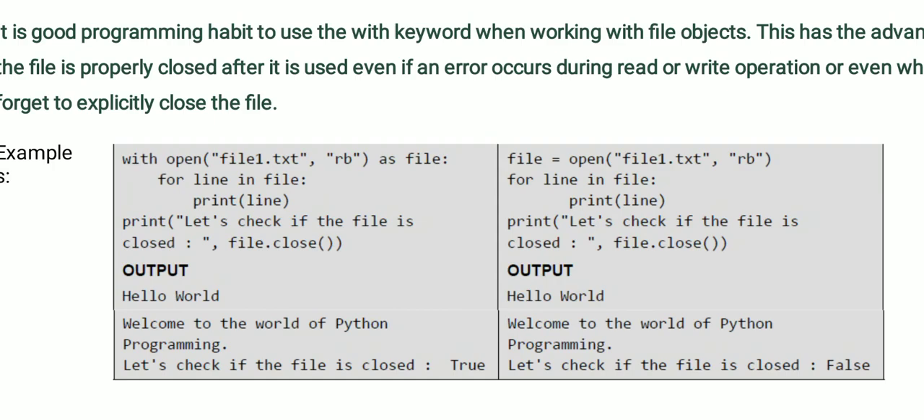The file name is file1.txt in rb. rb means read the binary file. We have to read multiple lines, and hence we have used a for loop. For line in file, print the line. Then print, let's check if the file is closed, file dot closed. As I told you already, by using the with keyword, you need not manually write file dot close. If you write it, then it is okay, but there is no need to write file dot close. Now check the output.